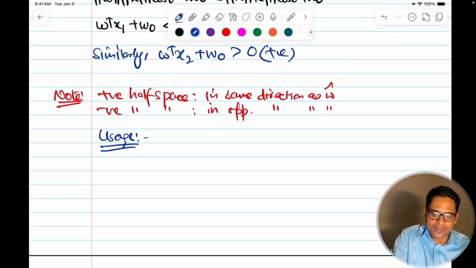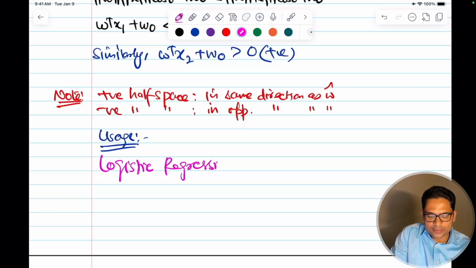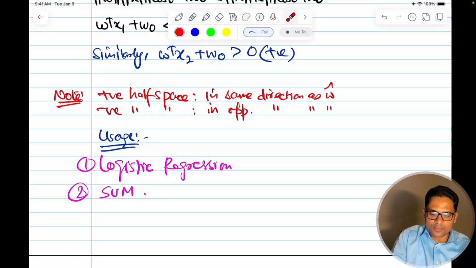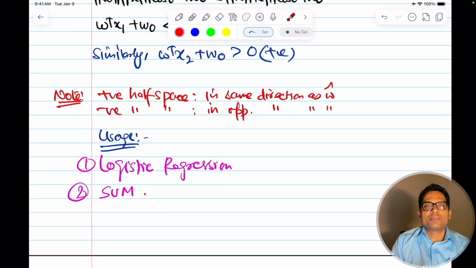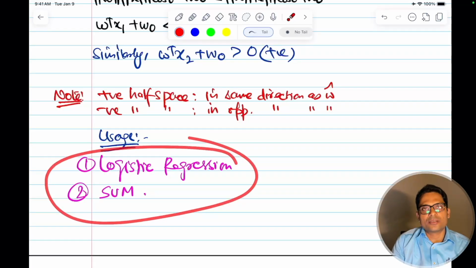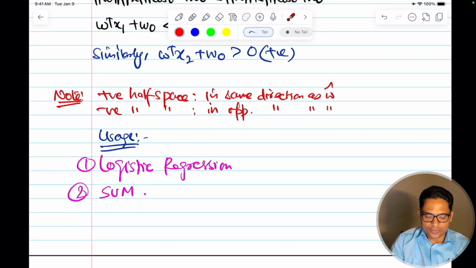This will form the foundation for doing logistic regression in machine learning, where we are doing classification, and also for SVM, support vector machines. So this lays the foundation for these two. If you don't understand the equation of a hyperplane, understanding this will be very difficult. That's why it is very important.